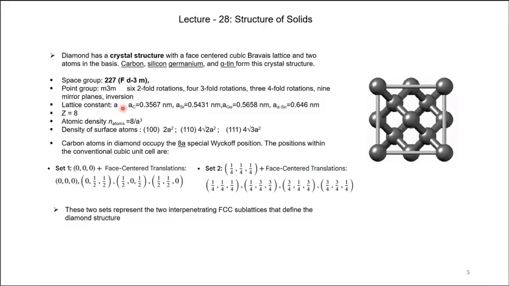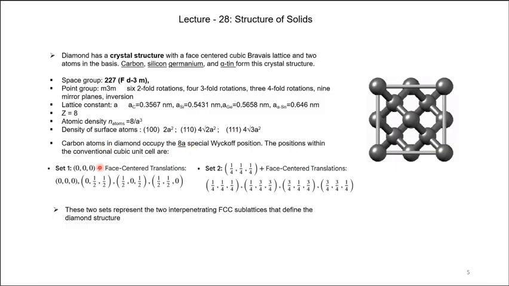Here we are giving the lattice constant of diamond. It is in nanometers, please don't note it, but that means it is 3.567 angstrom. Then the cell parameter of silicon, the cell parameter of germanium, and the cell parameter of alpha-tin. The number of formula units in the unit cell is 8, and therefore you can also find out the atomic density and the density of the surface atoms. If we take this plane, we can calculate the surface density with this formula.